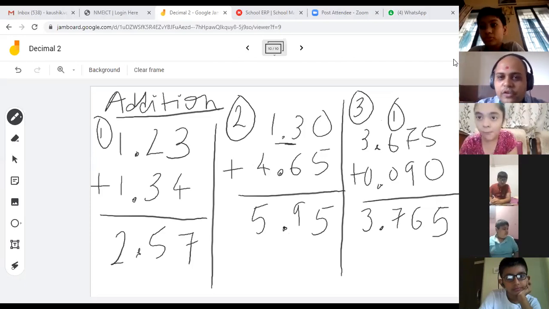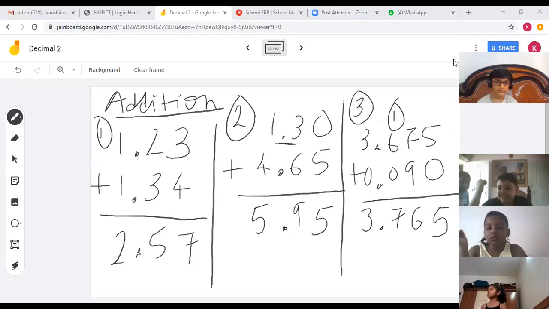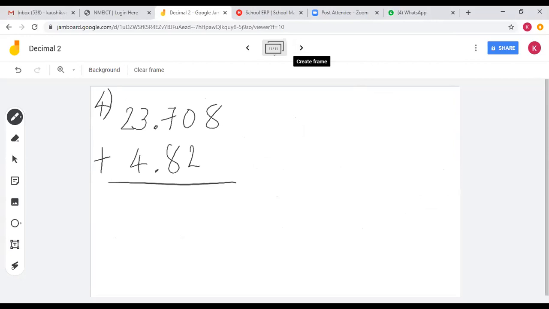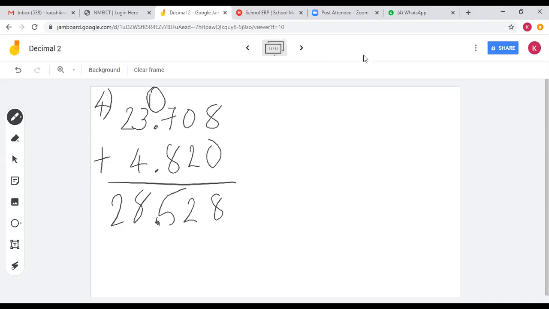Okay, so we are going to do one more example like that, and then we will take up subtraction. Now here in number 4, what we are going to do is 23.708 plus 4.82. So what do we do? We have to put 0 here. 8 plus 0 is 8. 2 plus 0 is 2. 8 plus 7 is 15, 1 carried over. 3 plus 1, 4. 4 plus 4, 8. And 28. Okay? Easy?